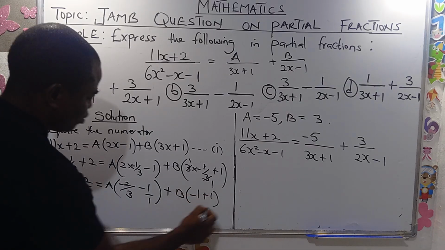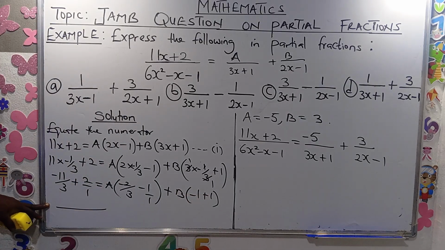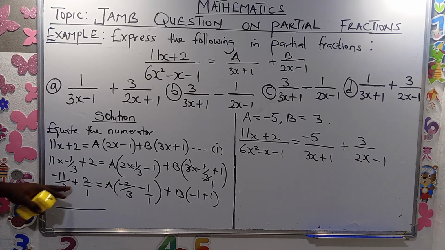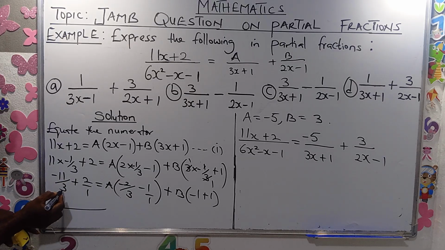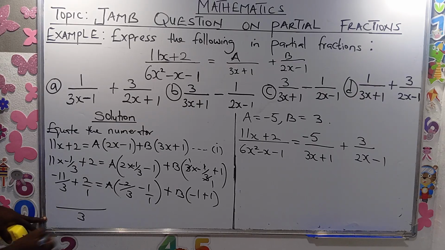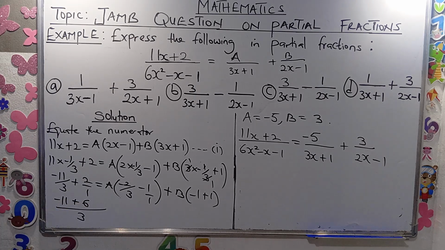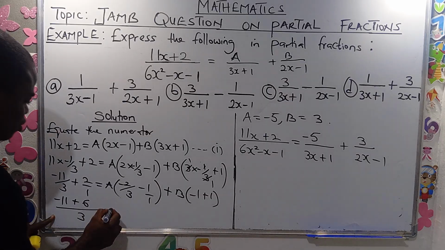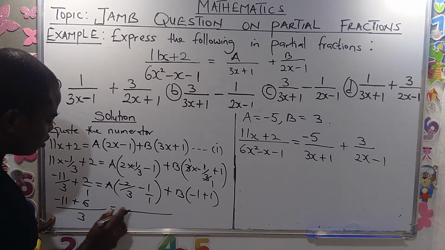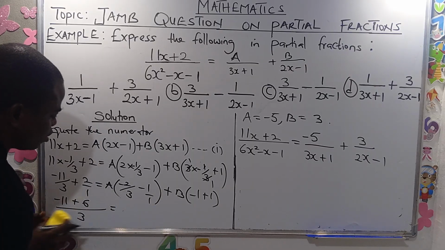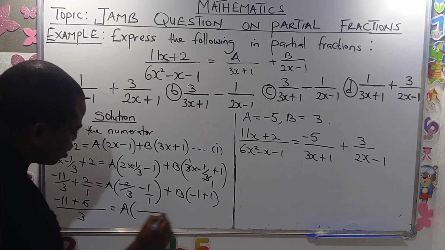minus 1 plus 1. Now what's the LCM of minus 11 over 3 plus 2 over 1? What's the LCM of 3 and 1? That's 3. 3 goes in 3, 1. 1 times minus 11, that's minus 11 plus 1 goes in 3, 3. 3 times 2, that's 6. Now have it to be equals to, what's the LCM of this? Of 3 and 1? That's 3.